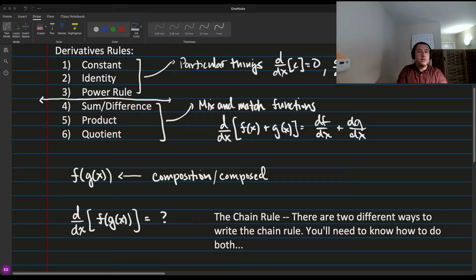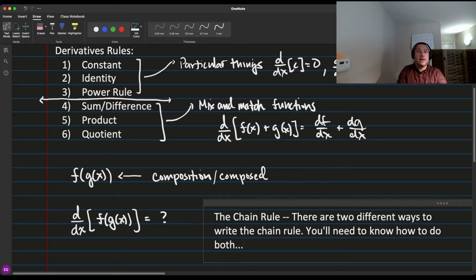Why do you need to do both? Because in later classes, like in physics or later math classes, sometimes it's easier to write the chain rule one way as opposed to the other way, and sometimes it makes it easier to perform calculations and to think about things. So one way of writing it is more useful in various cases compared to another way of writing it.